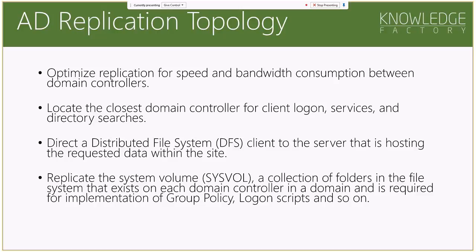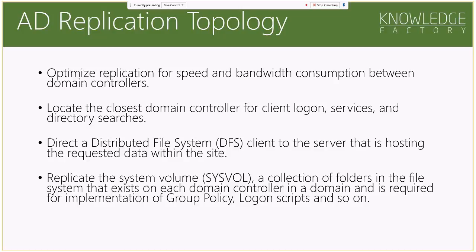So when you create a site object in AD, you associate one or more IP subnets with the site. Each domain controller in a forest is associated with an AD site. A client workstation is associated with a site according to its IP address. So that means each IP address maps to one subnet, which in turn maps to one site.